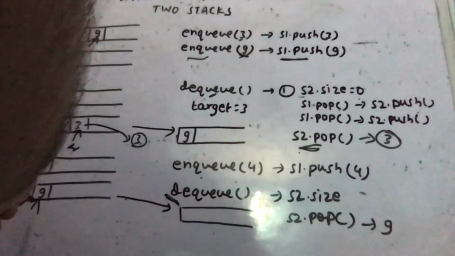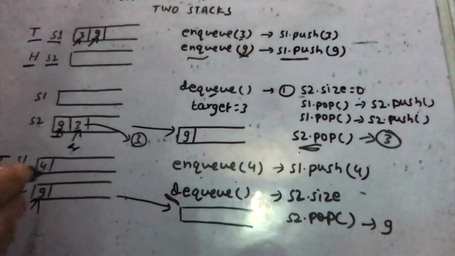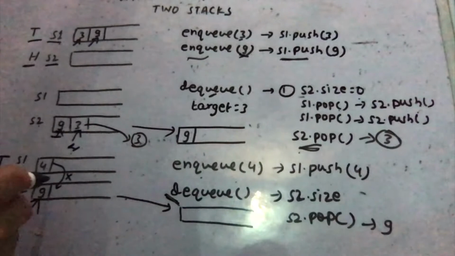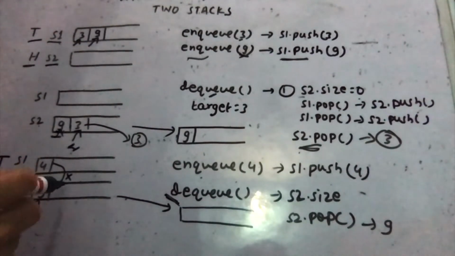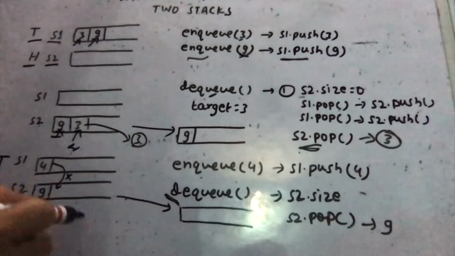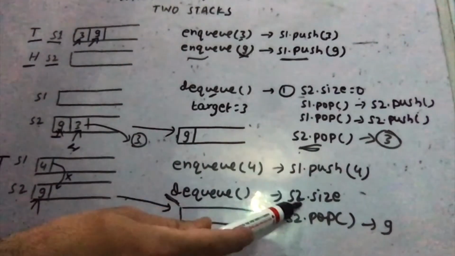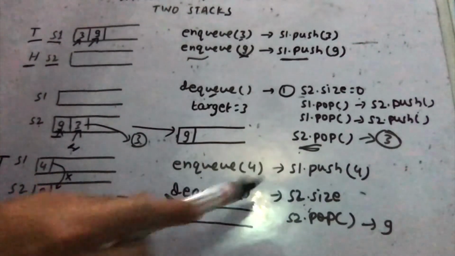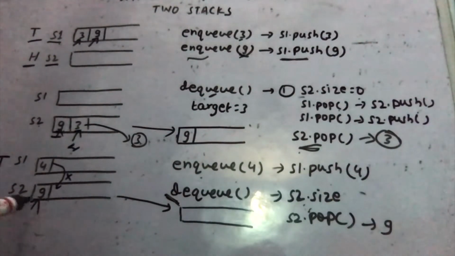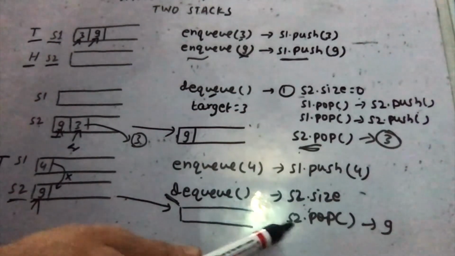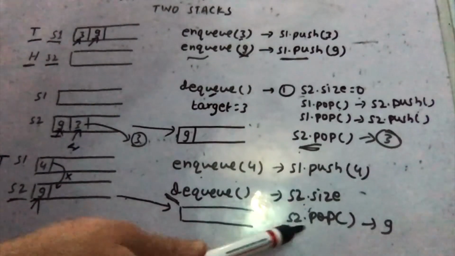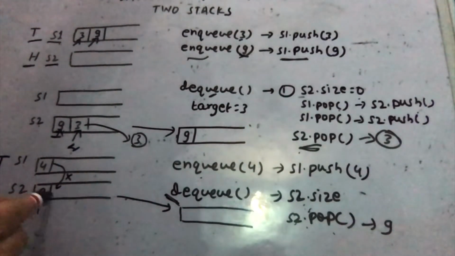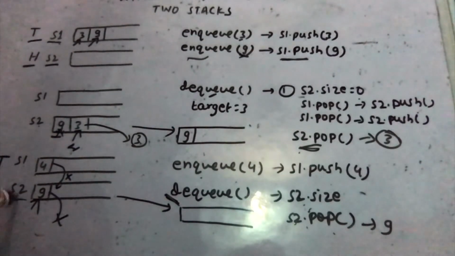There is already one element here, so we cannot pop elements from stack 1 and push them here. That would be a wrong operation. Instead of that, we need to pop the existing element from here. So I will check S2.size. If size is greater than 0, that means we can directly pop an element from stack 2. So that's what is happening here. If I run S2.pop, 9 will come out of this stack and S2 will become empty.